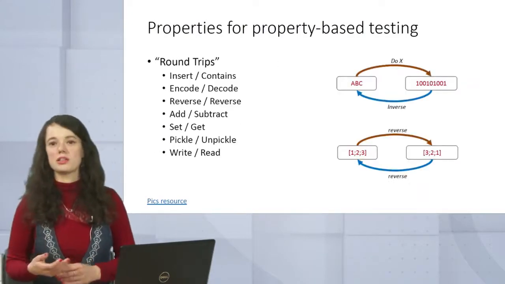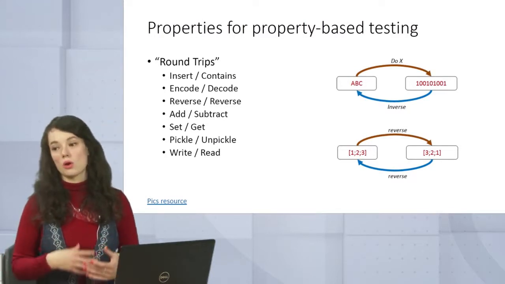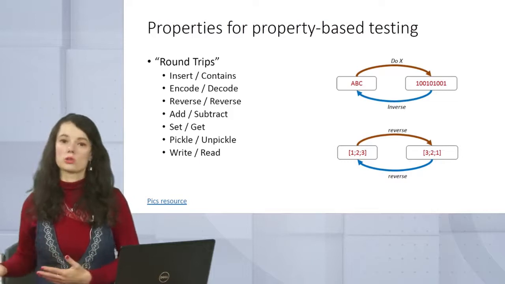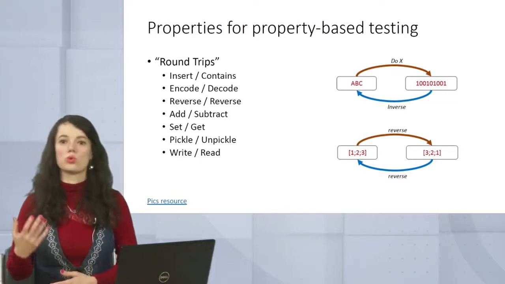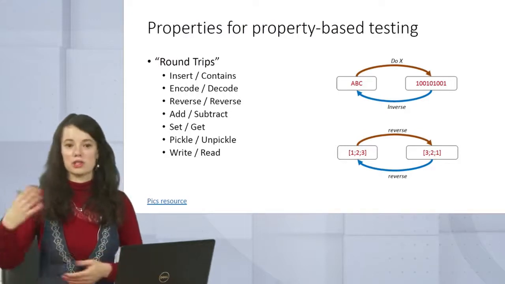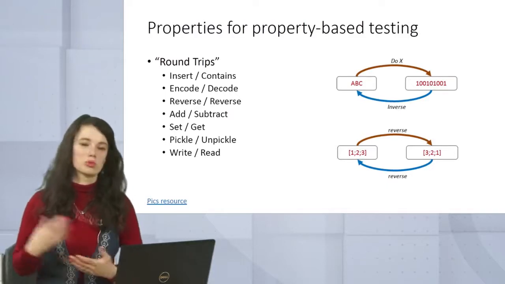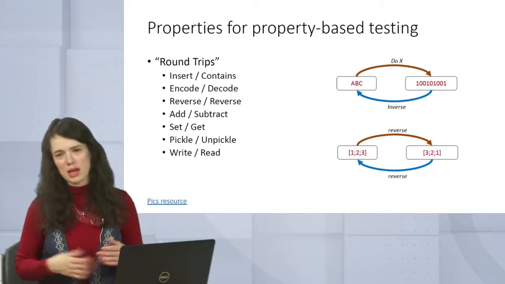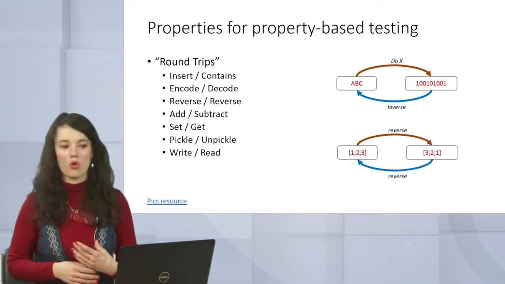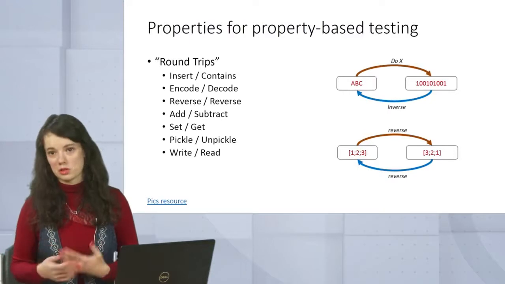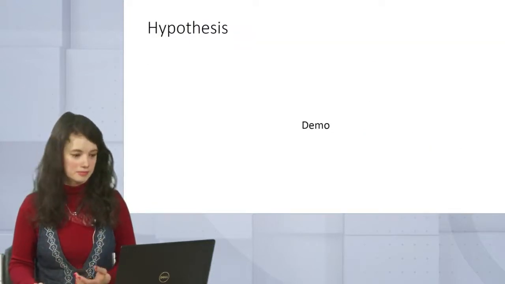Very nice strategy is round trips. For example, you encode your data, your categorical features with feature encoder, and after that you want to decode it. And after decoding, the output should be as the input was. You may add, subtract, you may insert contains. There are different types of round trips strategies which you can use.